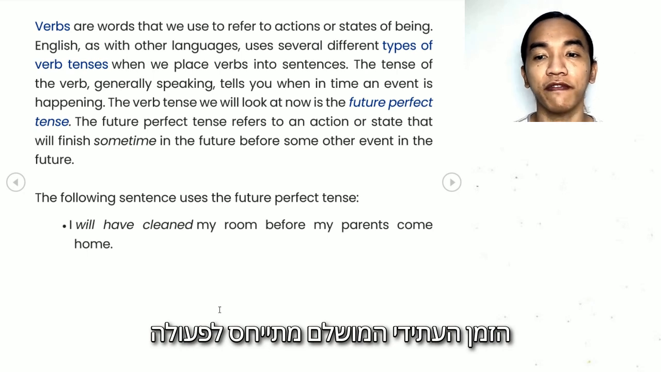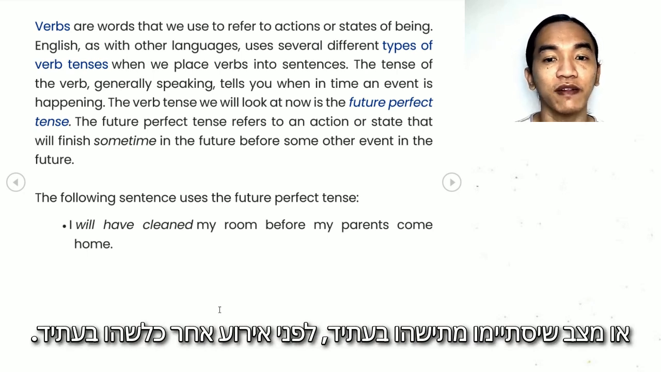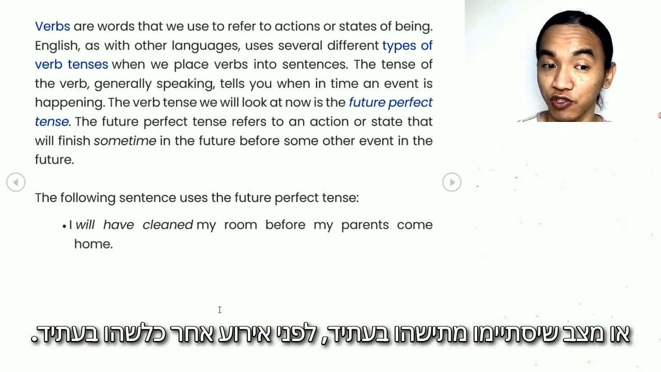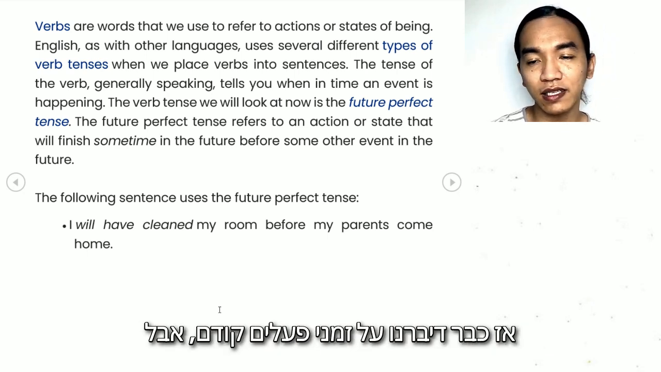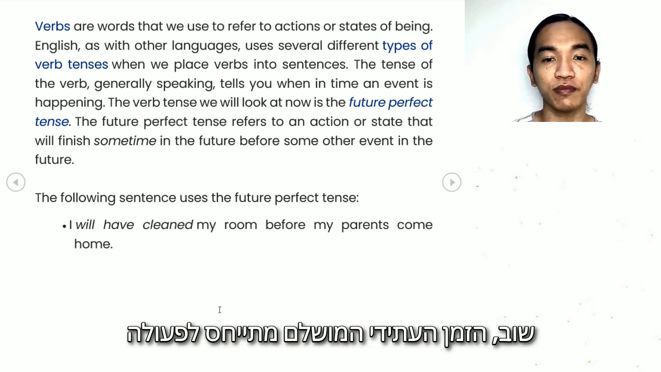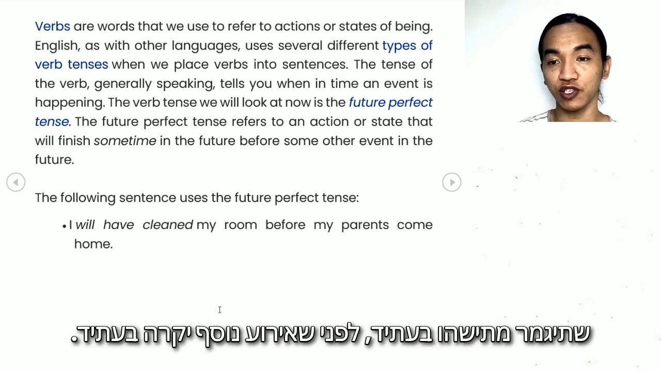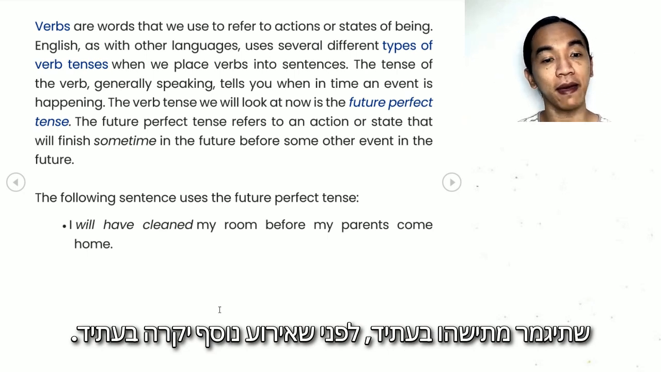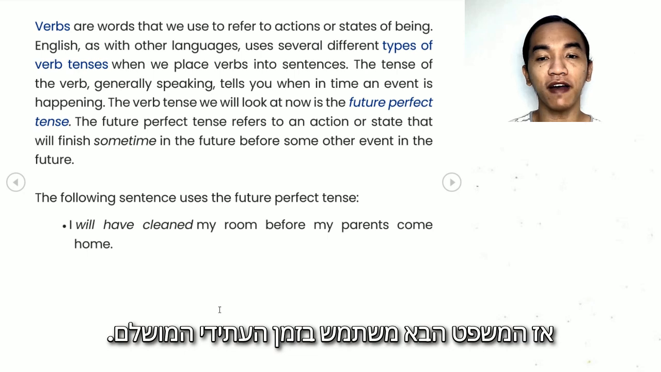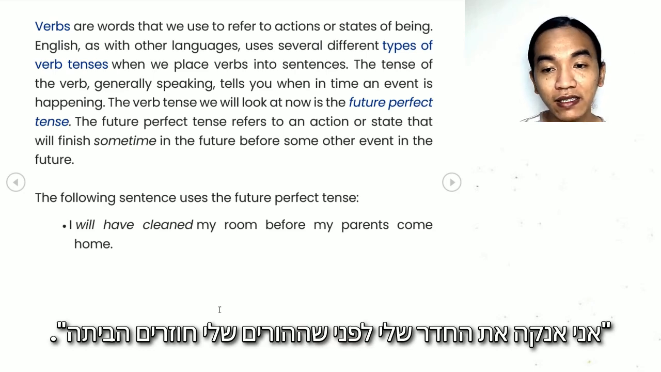The future perfect tense refers to an action or state that will finish sometime in the future before some other event in the future. So we already talked about tenses of verbs before, but we did not talk about the future perfect tense. Now, again, the future perfect tense refers to an action that will be finished sometime in the future before another event happens in the future. Remember, it's also in the future time. So the following sentence uses the future perfect tense. Example, I will have cleaned my room before my parents come home.